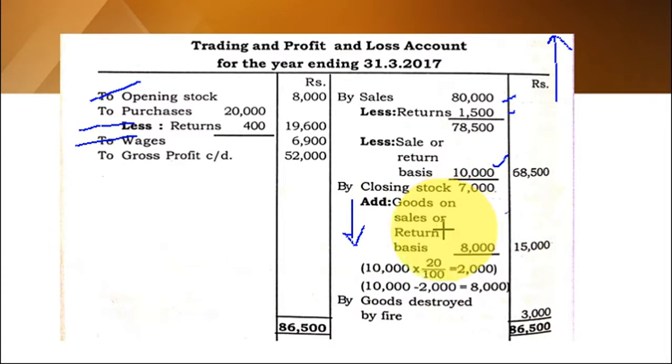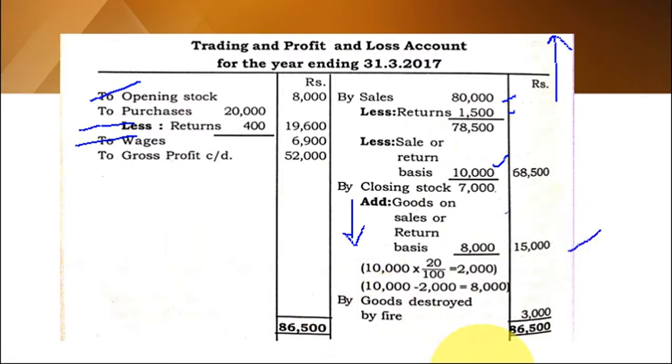So how to find out? Total goods worth 10,000. We are deducting 10,000 here, and we have to add 10,000 here. But this 10,000 includes 20% profit. So 2,000 is profit, and profit we are not adding. So 10,000 goods minus 2,000 profit, the actual cost price is 8,000. So we are adding 8,000. Is it clear? So 7,000 plus 8,000, 15,000.